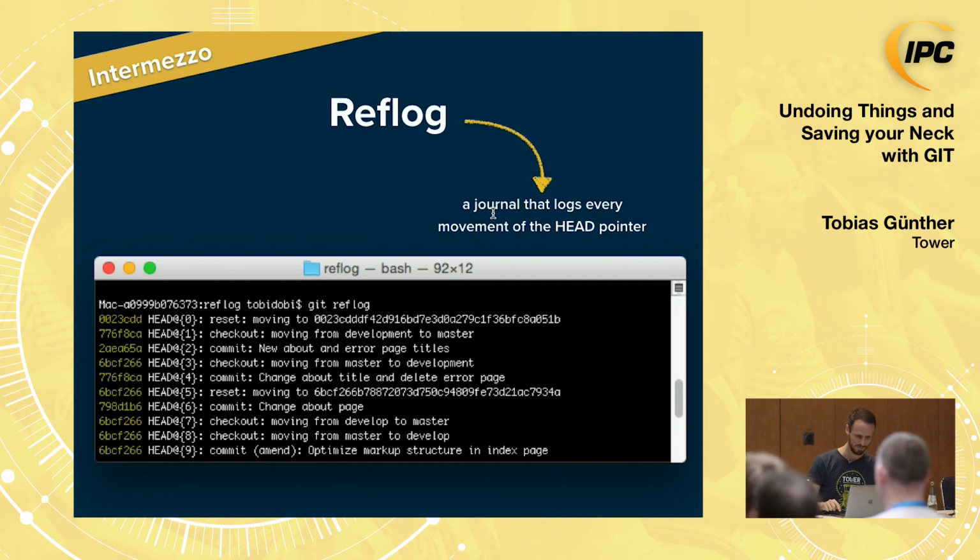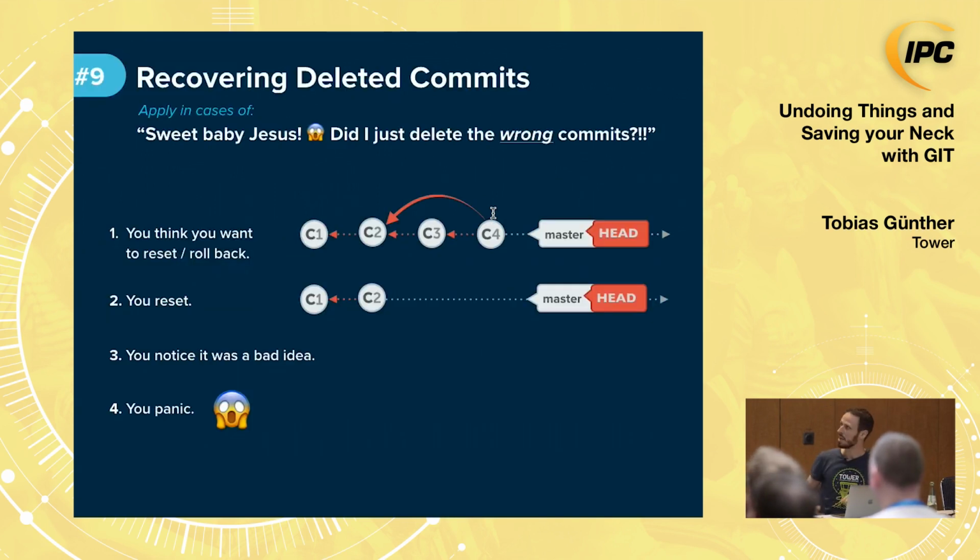And what can you do with reflog? For example, this here. You might remember case number 7, I think, where we used reset. So you know step 1 and step 2. And you might notice that it was a bad idea. That's step 3. And you might see the panic emojicon if you notice, wow, I just lost commits, right? And that's a good use case for reflog. And let's see if we can bring that back.